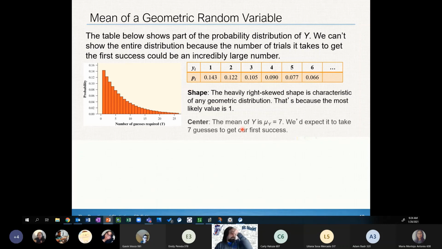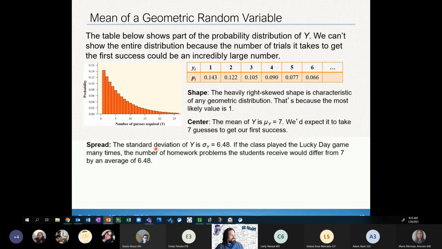Center: the mean of y is 7. We'd expect it to take 7 guesses to get our first success. Kind of makes sense. There are 7 things to choose from. We would think it should take maybe at least 7 people to get one correct answer.